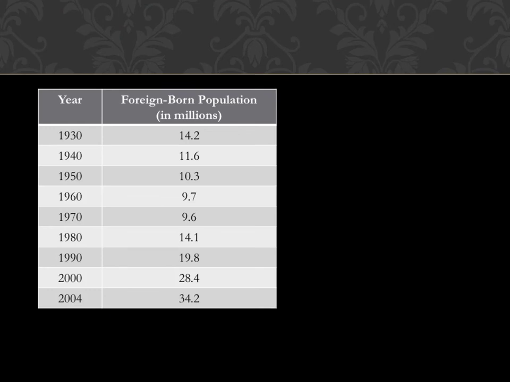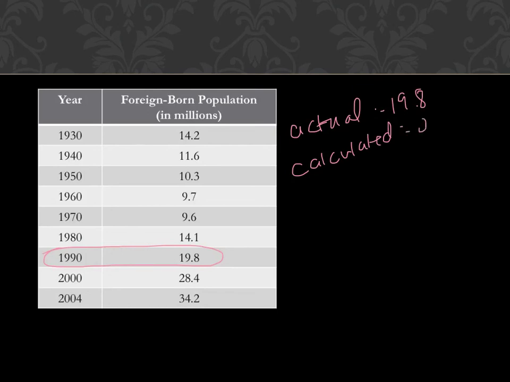And then it says, how does it compare to the actual value from the table? Okay, so here's the table, and we're looking at 1990, so it was 19.8, so that was the actual 19.8 million, and then our calculated was about 20.8, so our calculated answer was a little bit high compared to what the actual data was.